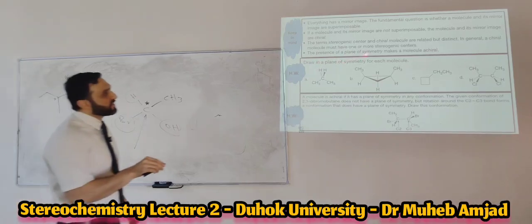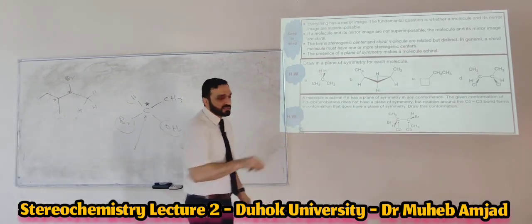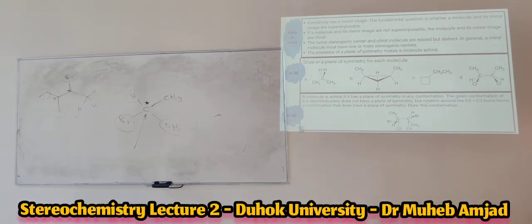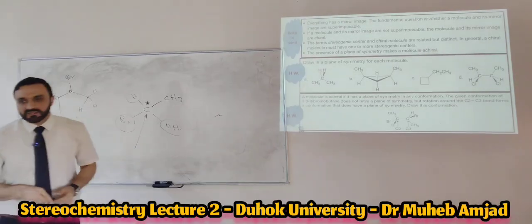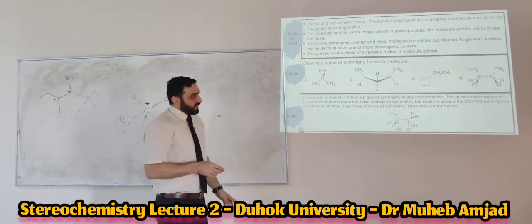The presence of a plane of symmetry makes a molecule what? Achiral. Put here two or three lines. If you have a plane of symmetry, the molecule will be what? It will be an achiral molecule. An achiral molecule. So, look at this homework.